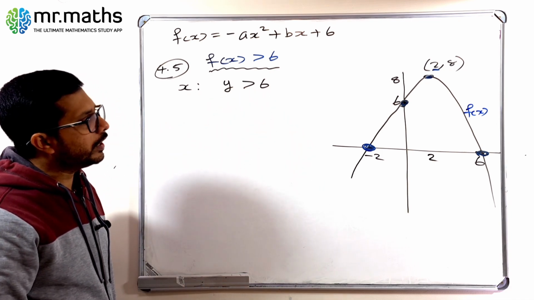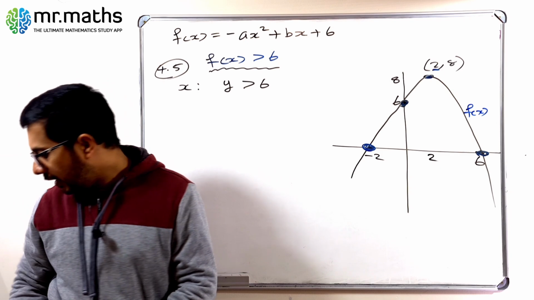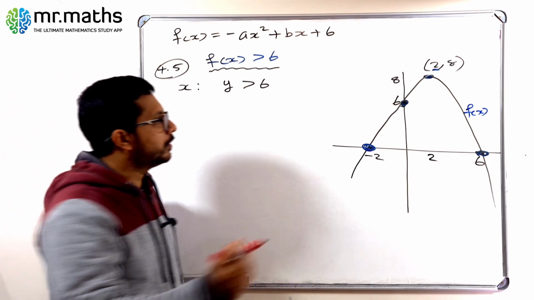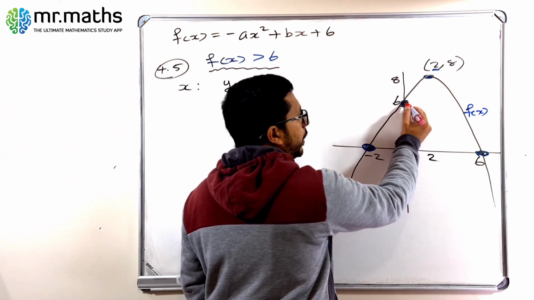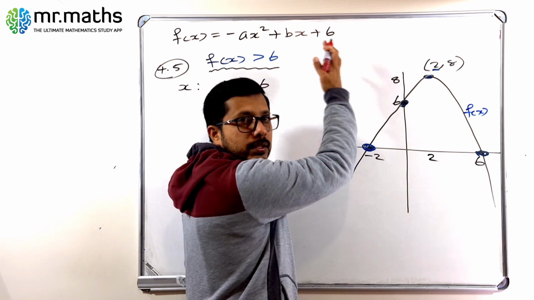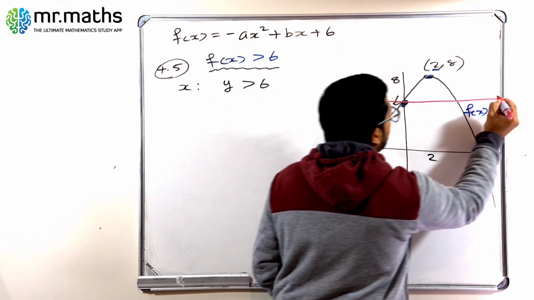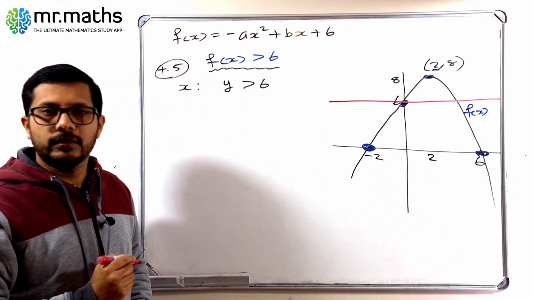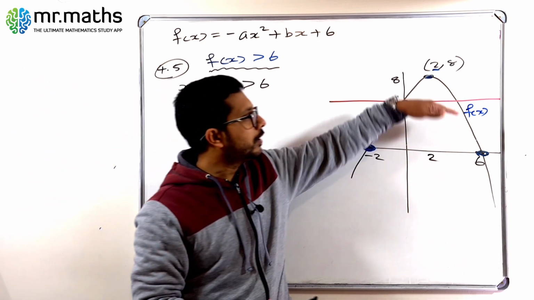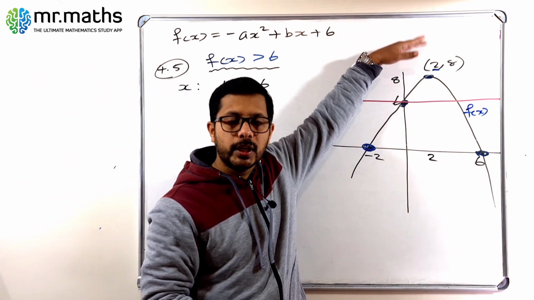Where is this y greater than 6? Y greater than 6 means, is it not this? This is y equals 6, am I right? Y greater than 6 means above this 6. Let me draw a line like this. Y greater than 6 means above that 6, above that red line.